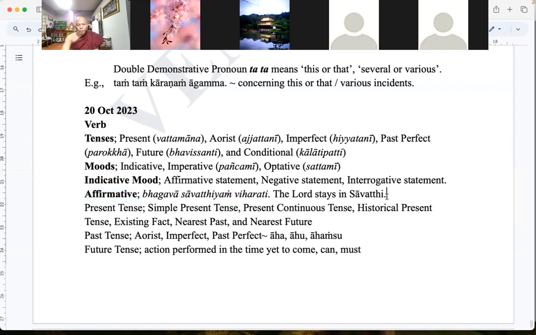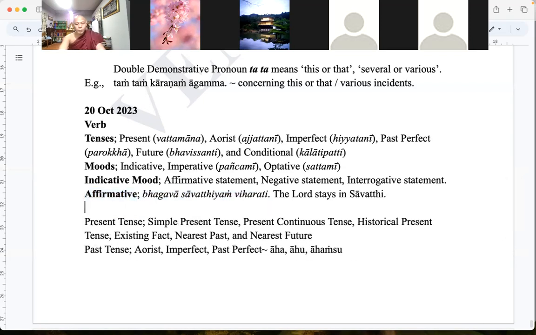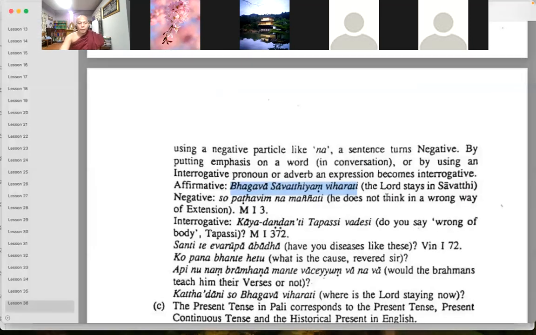And also next, negative statements are here. So, pathaviṃ na maññati. He does not think in the wrong way of extension.